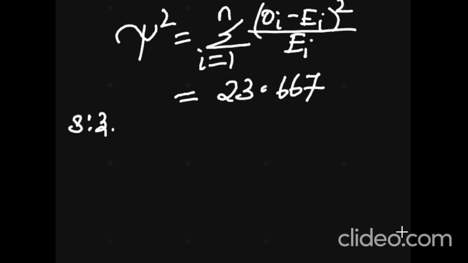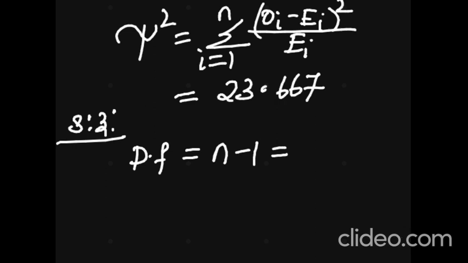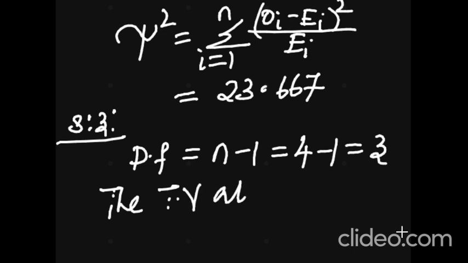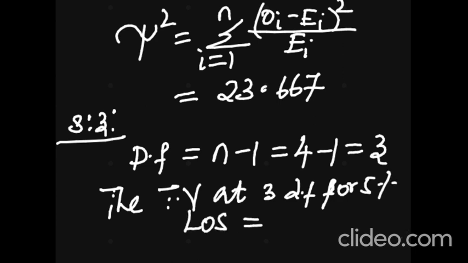Next, in step 3, you have to calculate the table value. Already I told you the degrees of freedom for chi-square goodness of fit is n minus 1. Here we are having 4 values. 4 minus 1, which is 3. The table value at 3 degrees of freedom for 5 percent level of significance, you have to see under the table, which is 7.815.